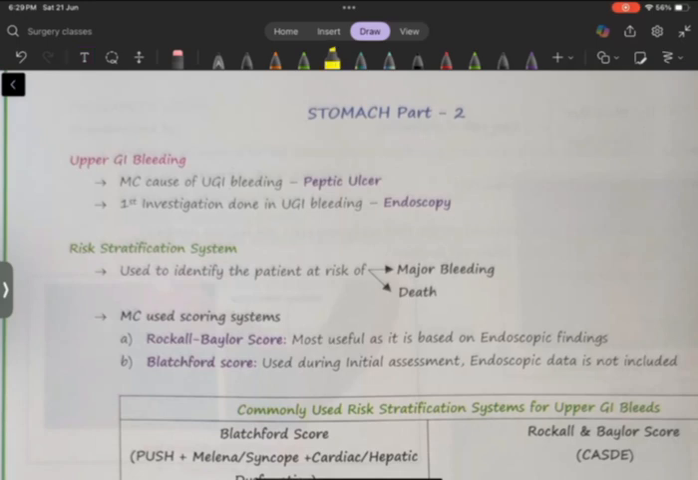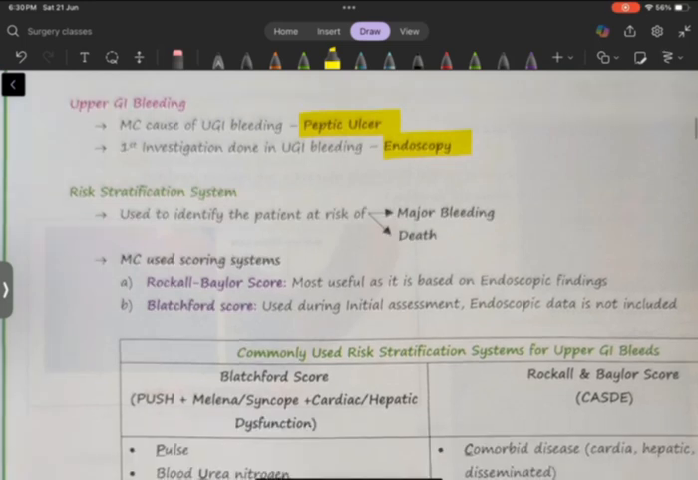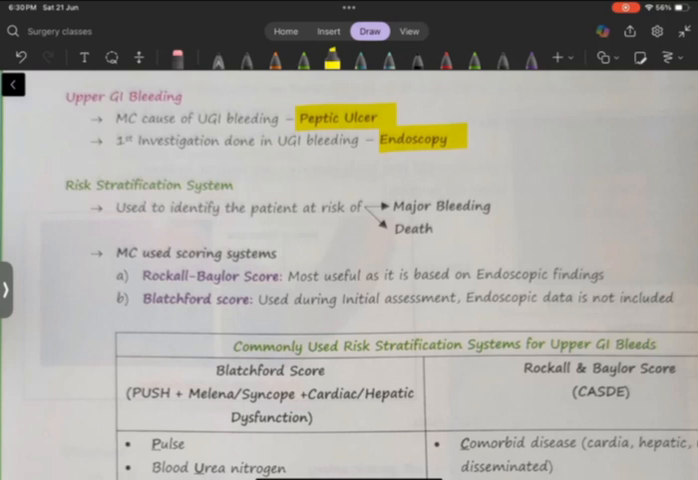So, what is the most common cause of upper GI bleeding? It is the peptic ulcer, which we had discussed in the previous class. And as we all know, what is the primary investigation we'll do in case of peptic ulcer or upper GI bleeding? We'll go for endoscopy and see actually from where the bleed is happening. So, hence, endoscopy is the first investigation in case of upper GI bleeding.